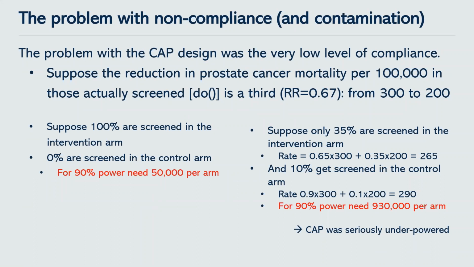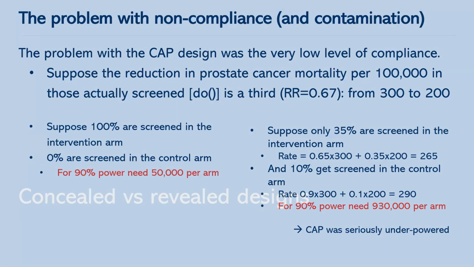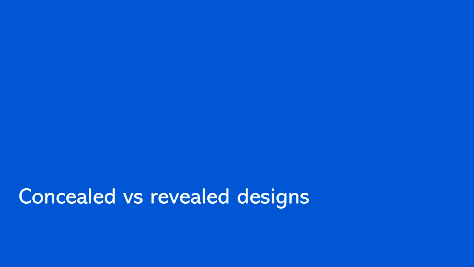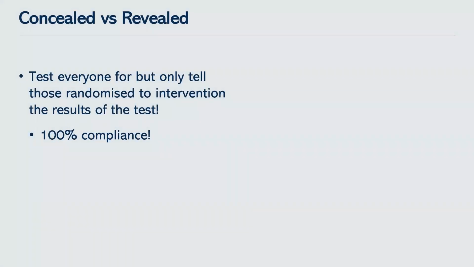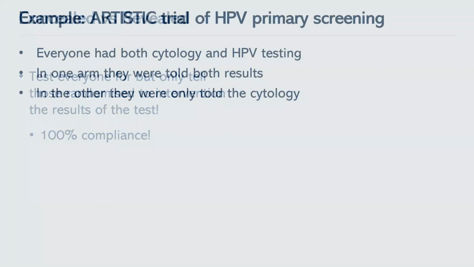And that's the problem with doing pragmatic trials before you're agreed on whether the efficacy is there or not. So one of the designs that you can use to improve compliance is what I call concealed versus revealed designs. And the idea is quite simple: you test everyone, but you only tell those randomized to the intervention the results of the test. This guarantees 100% compliance, but it's questionable in terms of the ethics.